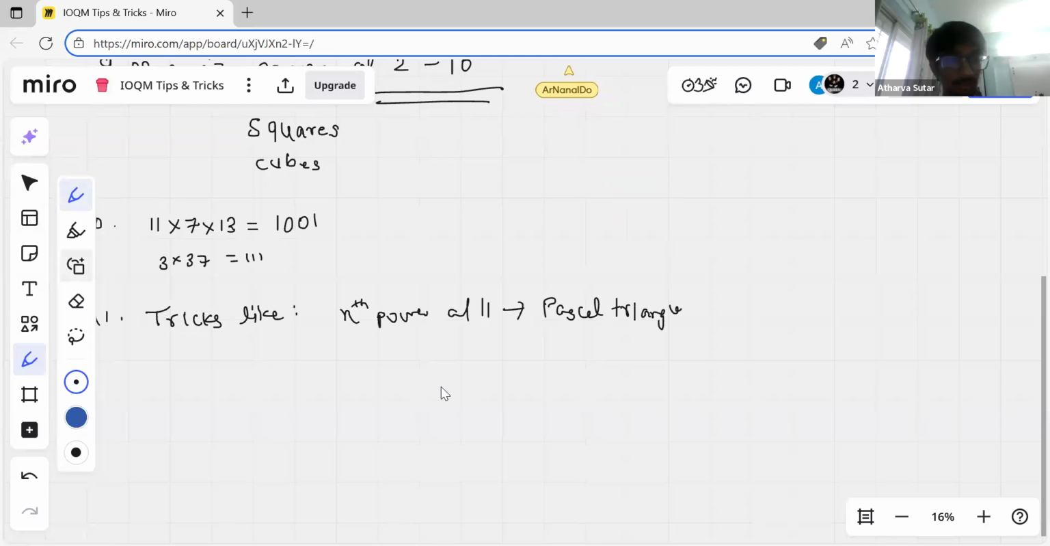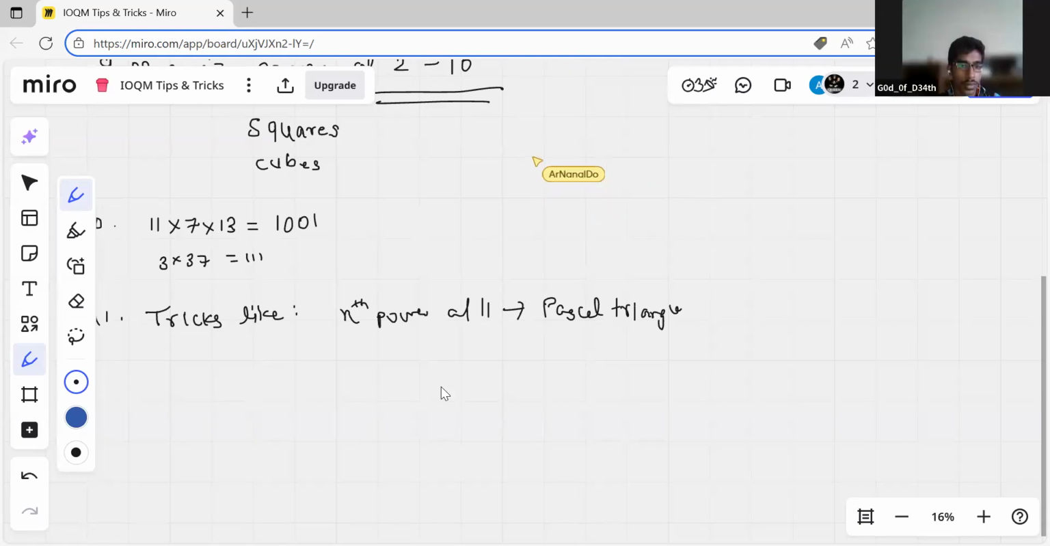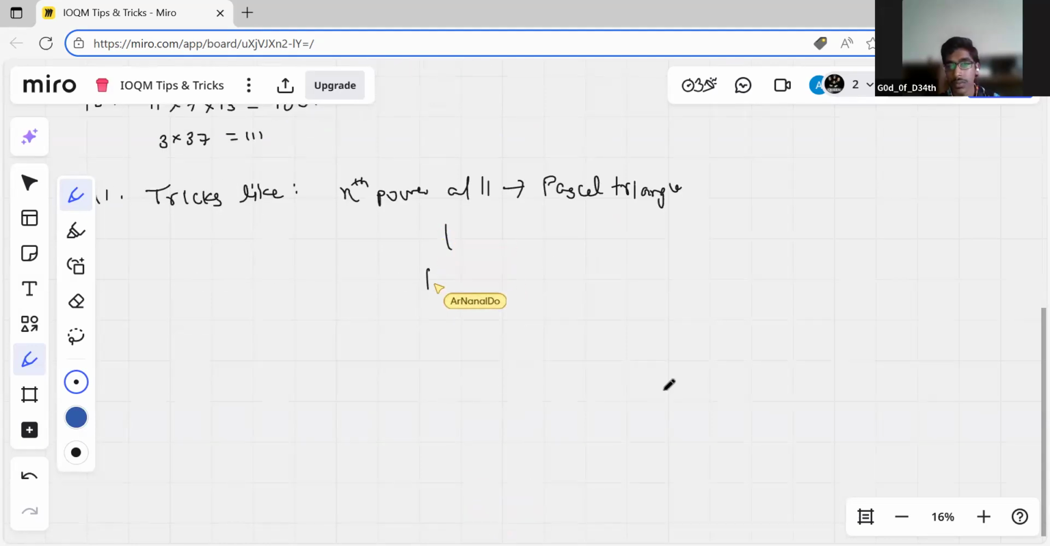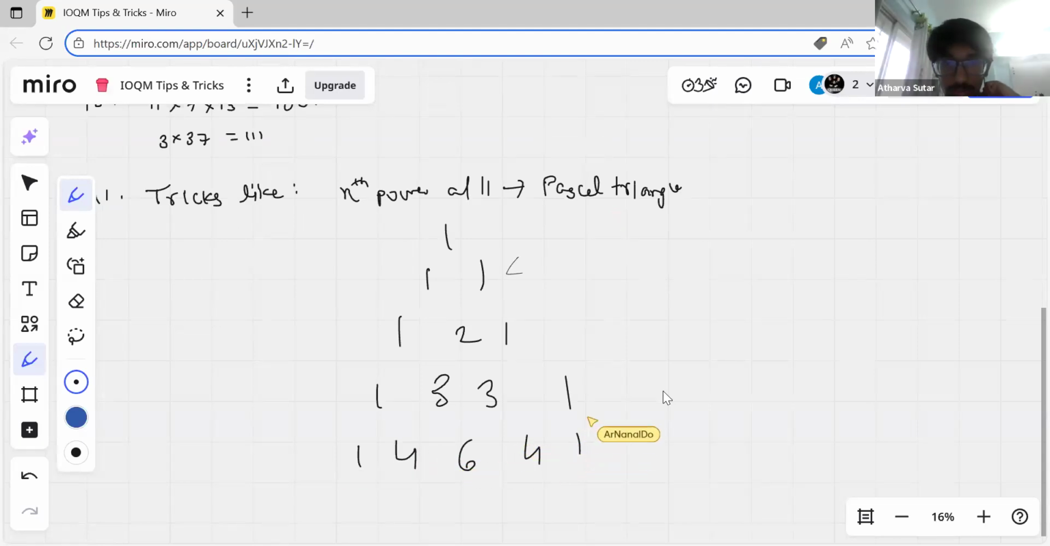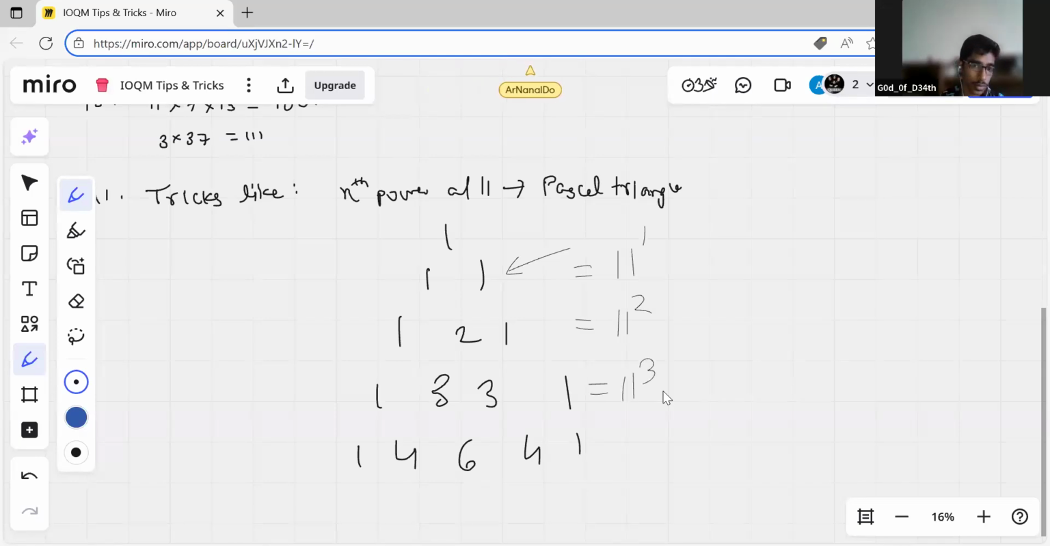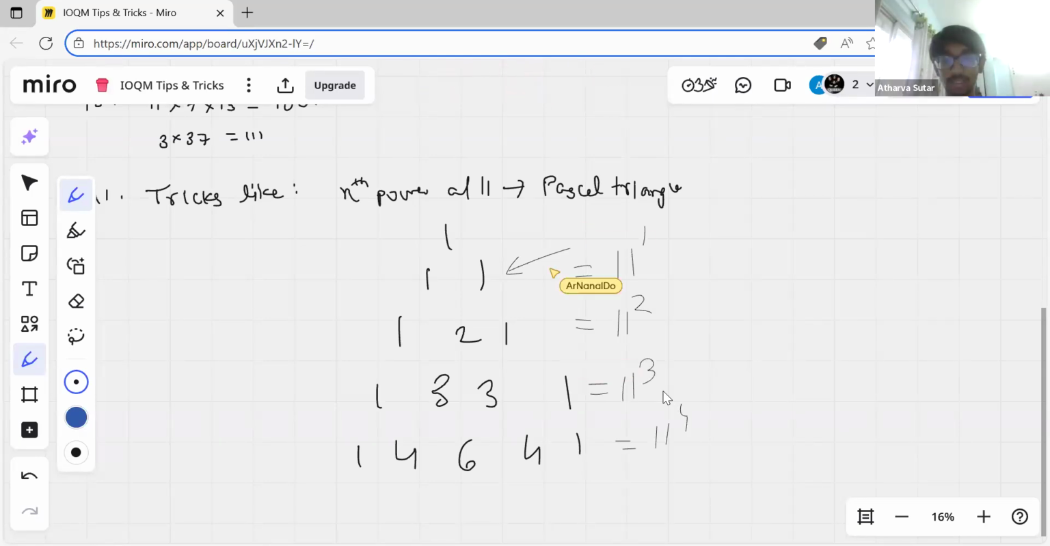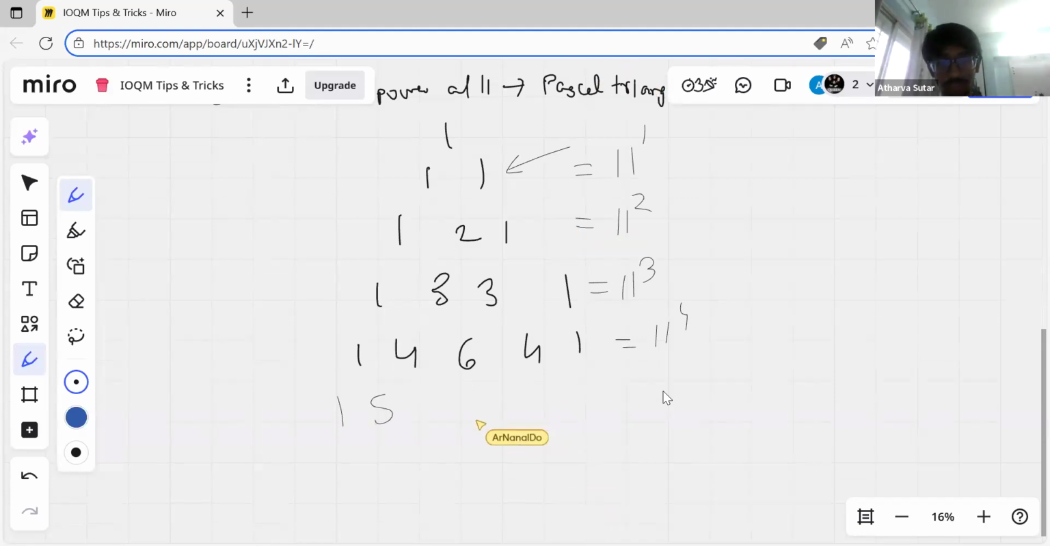It's basically this thing. Can you draw it out? Okay, sure. So basically in each row, each number is going to be the sum of the two numbers which are above it. These are also equal to the powers of 11. So this is the first row, and assume this as the zeroth row. This is 11 squared, and so on. And when you get to the fifth row, it becomes like this.